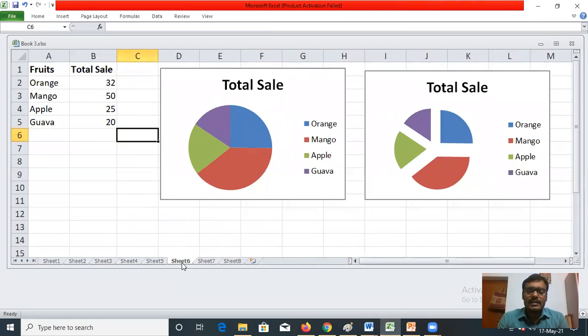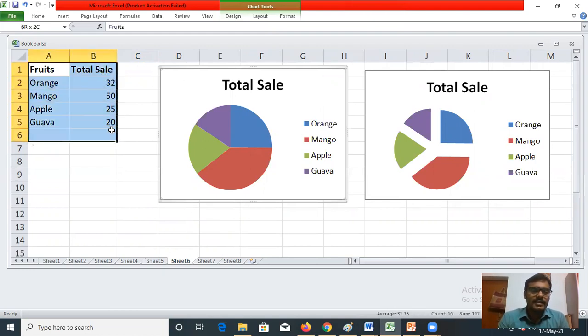This is the pie chart. There are two types of pie chart I have drawn here. Now, suppose you select any one. Suppose I have created this data: different types of fruits and total sale, sale in kilograms. Now this data is being displayed with the help of this pie chart.